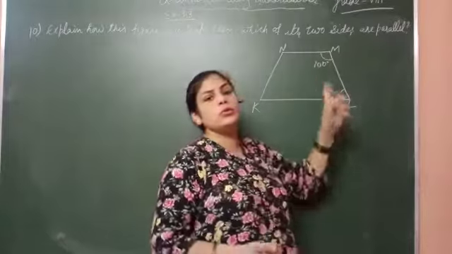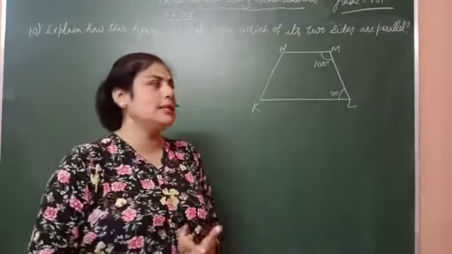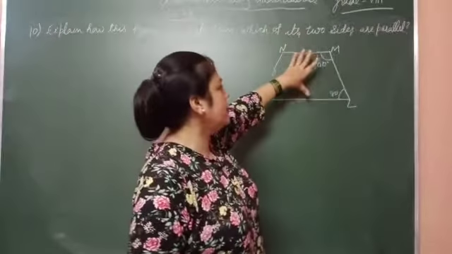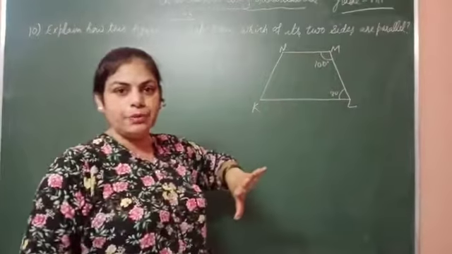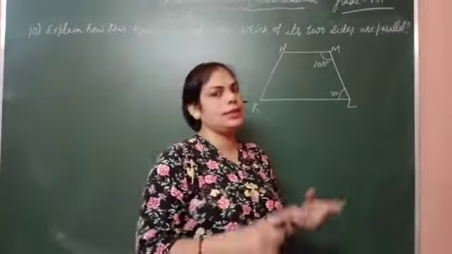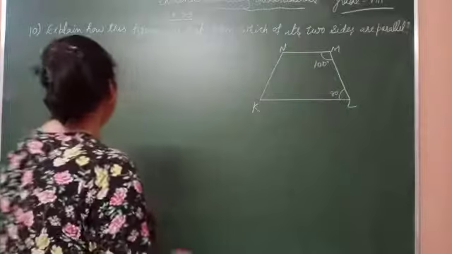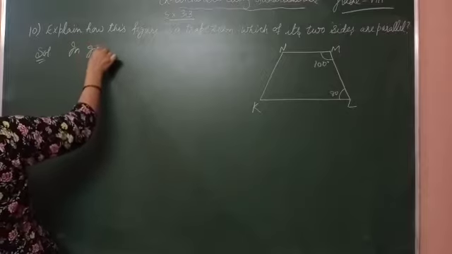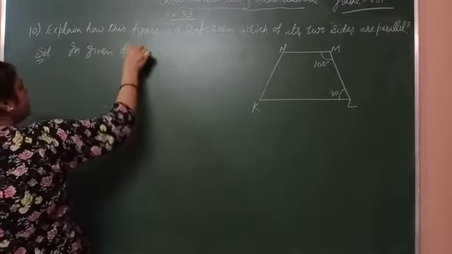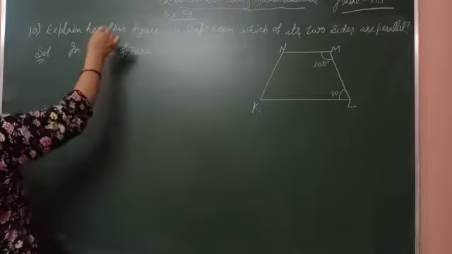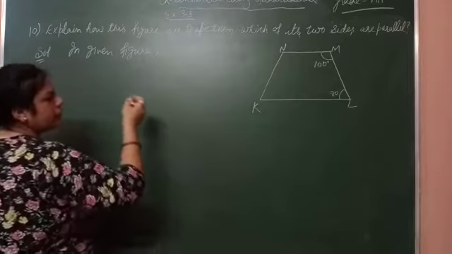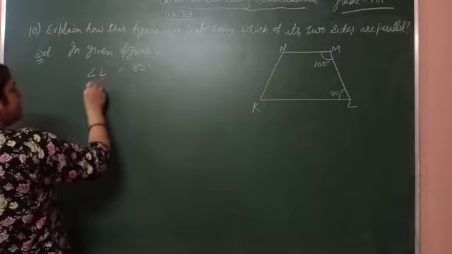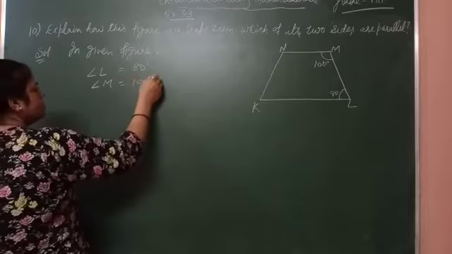If their sum is 180 degree, then we can say that yes, the sum of adjacent angles is 180 degree. So that means these lines are parallel. So if one pair is parallel, then it is a trapezium. So let me start. In the given figure, because we can't write here trapezium, we have to prove it. ये हमें prove करना है. So we have this figure. Angle L is 80 degree and angle M is 100 degree. This is given.